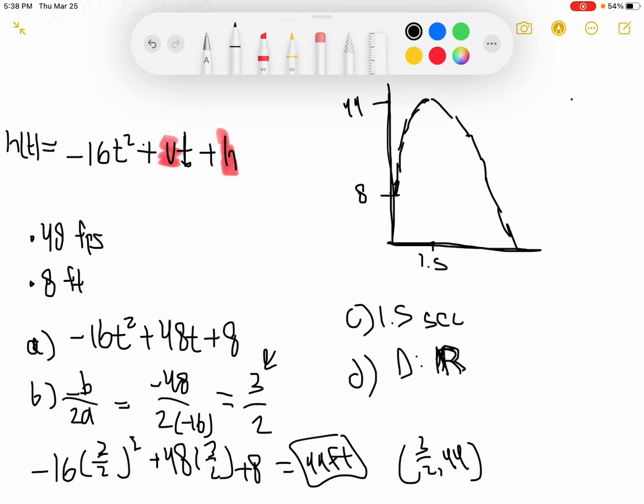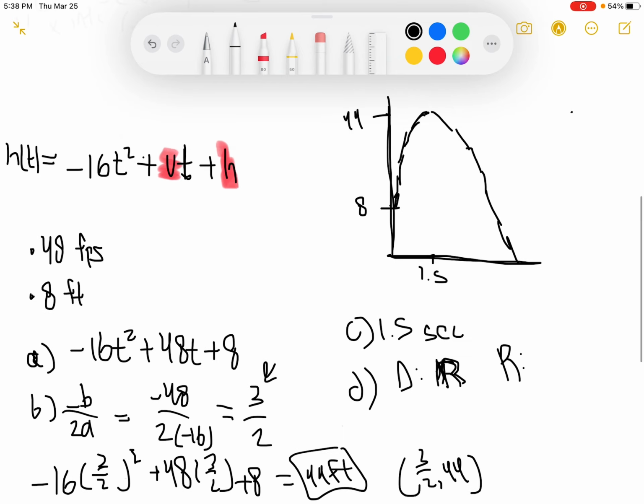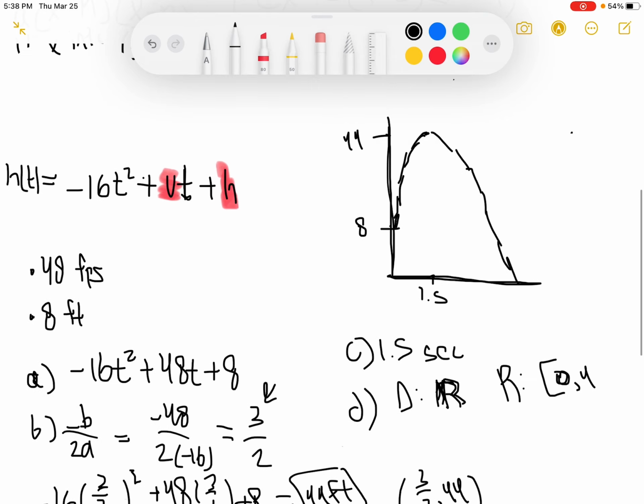And then the range is going to be, well, since it's a maximum, you know that it goes, well, I mean, technically it goes to negative infinity, but since this is a real situation, it starts at 0 pretty much, because it can't go negative, there's not negative feet in real life. And then the maximum was 44, so that's the highest point that it goes to, in brackets, because it includes those. So that is it for this video.